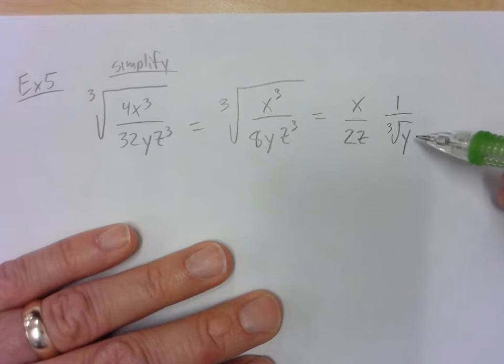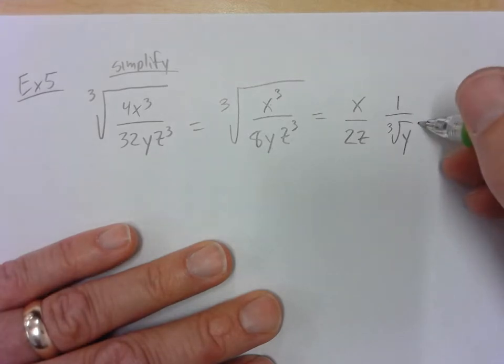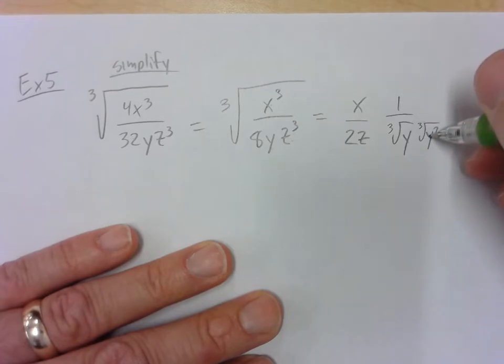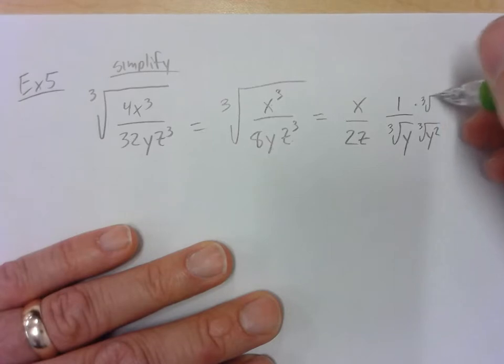So what I need is I need 2 more y's to make this y cubed. So I'm going to multiply by the cube root of y squared. Now I have 3 y's on the bottom. But as you know, what you do to the bottom of the fraction, the denominator, you got to multiply on the top. Cube root of y squared.